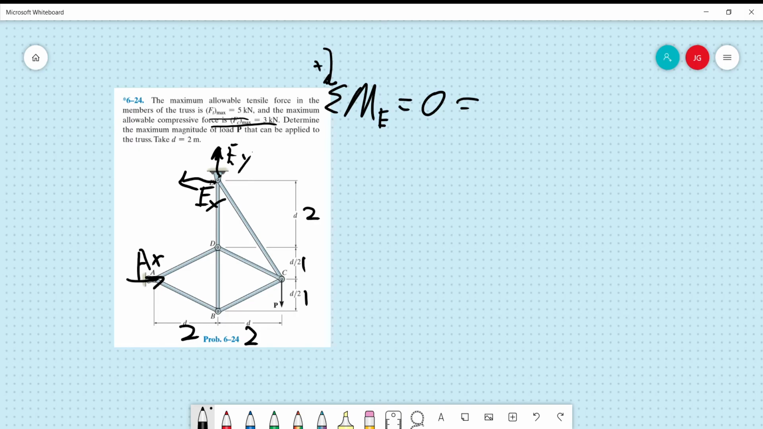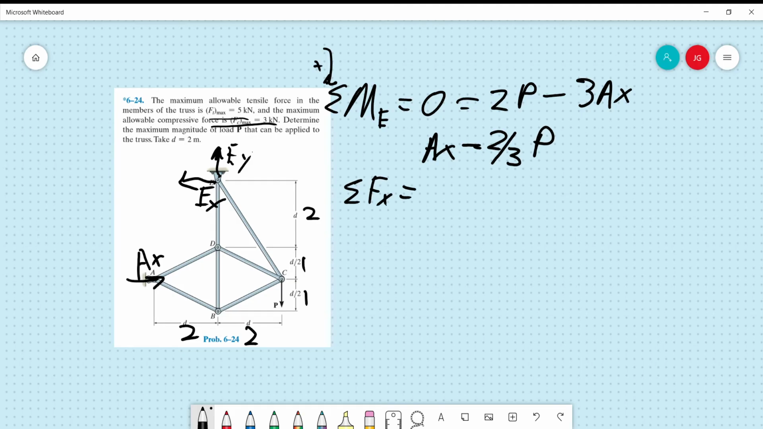So, because of this, we're going to get 2P minus 3 AX. So we get AX is going to equal 2/3 P. And then we do sum of forces in the x, and that's just going to be the EX.